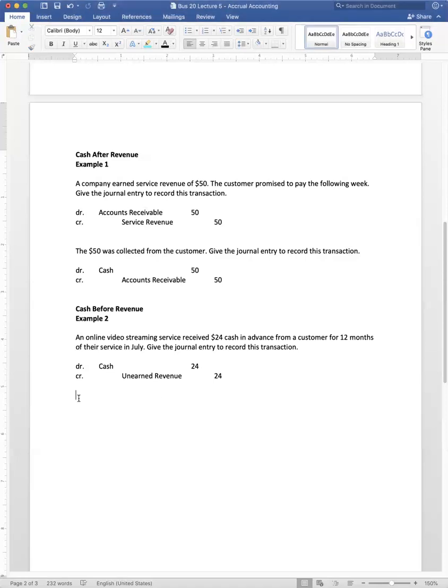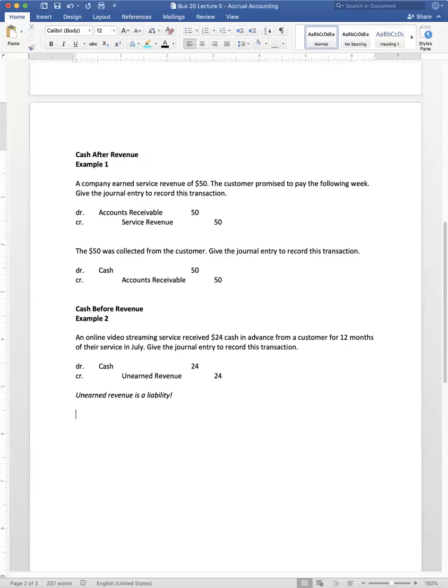So why is it a liability? It's because it's an obligation. And remember, that's the definition of liability. By accepting the cash, the streaming service has an obligation to provide that service to the customer.